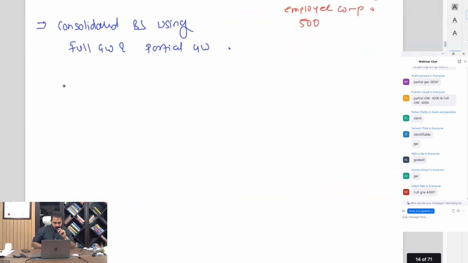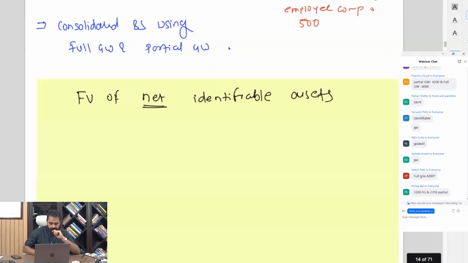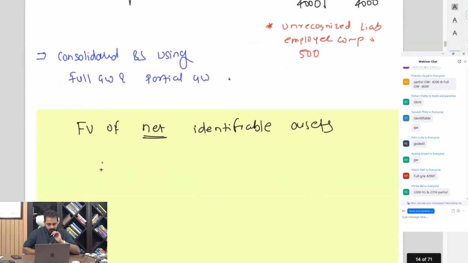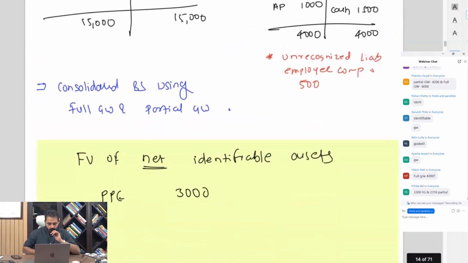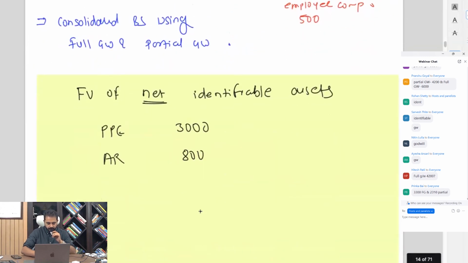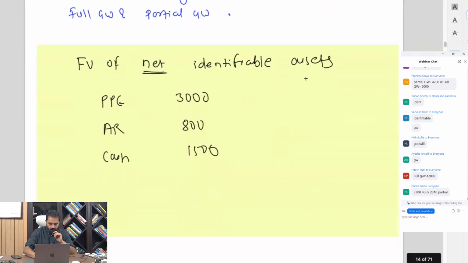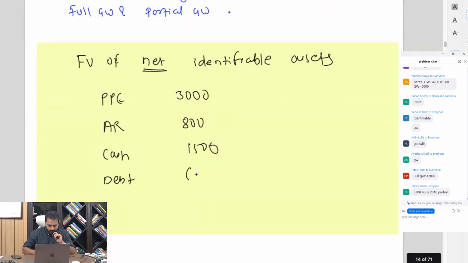Step number 1, let's just list down fair value of net identifiable assets. When I use the word net, it simply means asset minus liability. All right. So here's how it's going to be. First, I will take PPE 3,000, accounts receivable 800, cash 1,500, then debt 1,000, AP 1,000. Since I'm using the word net, I have to reduce the liabilities. Is there anything else I'm missing on here?